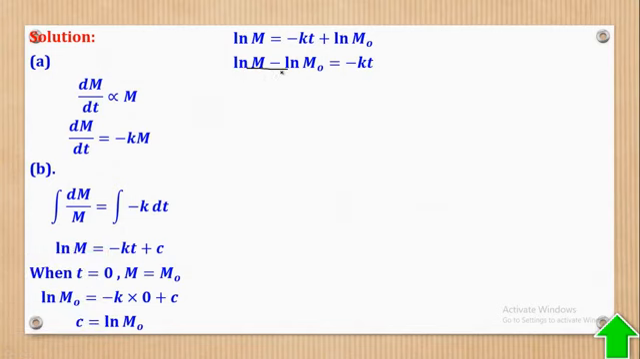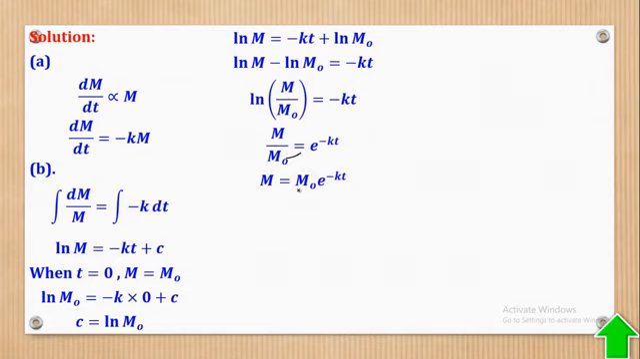So this one gives me ln of m over m0 equal to negative kt. Then putting exponential on both sides gives me that. So this one going this side, you come up with m over m0 equal to e, or exponent of negative kt. Cross multiplying will give you this, and that is what they wanted. So now we shall go to part C.